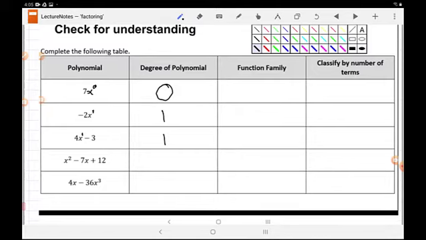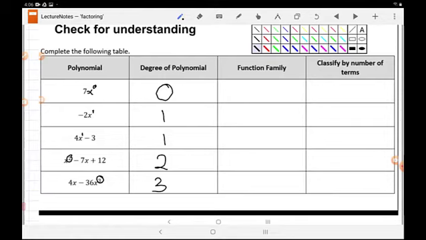For the next problem, we're looking for the highest degree. The highest degree would be here, which means this would be a degree 2 polynomial. And the last one, the highest degree is actually in the last part. It's not in standard form, so this is the highest degree. So that would be a 3. All right, perfect. So now we have all the degrees of the polynomials.